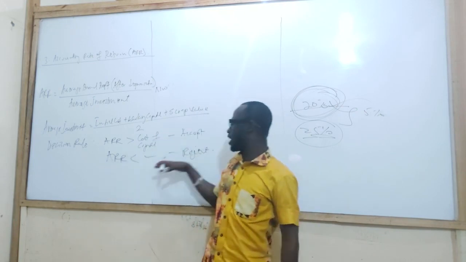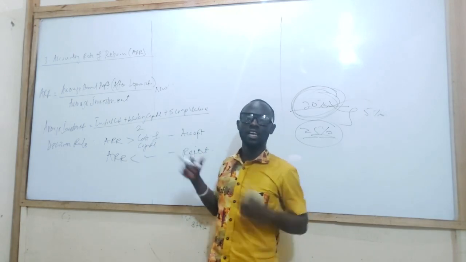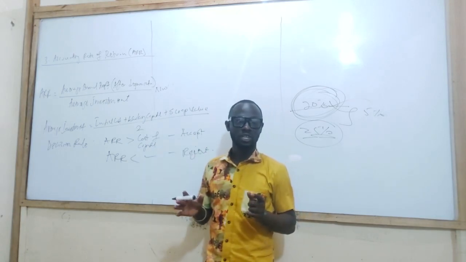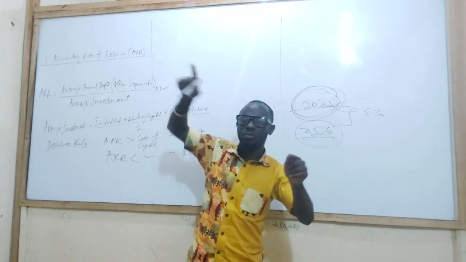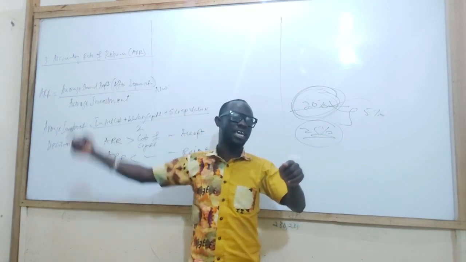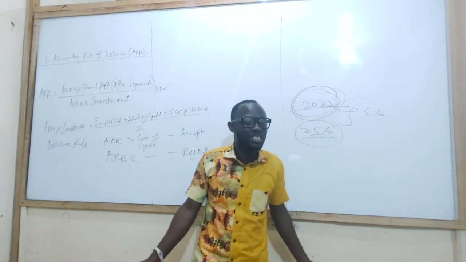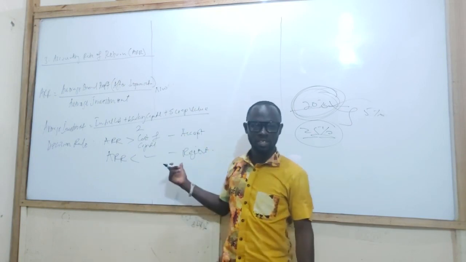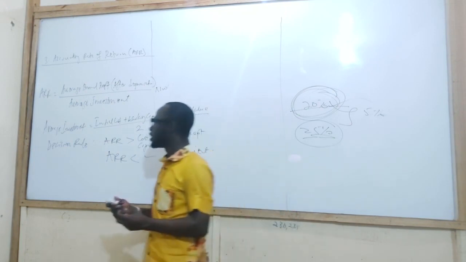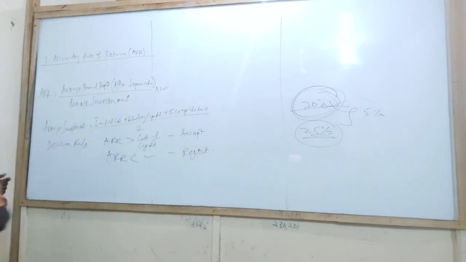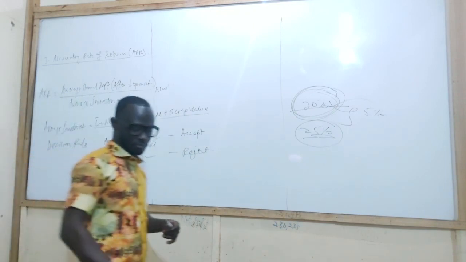So the reverse is true. If it is less than the company's cost of capital, then you reject the project. Because we are requesting 25%, and the money you are going to put in the project, that project is making a return of only 20%. That means a loss. So in that case, you reject the project. Does it make sense? So that is the idea about the accounting rate of return.